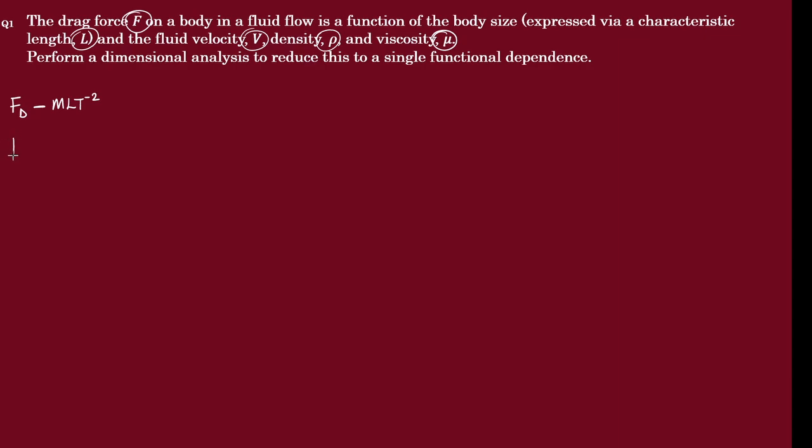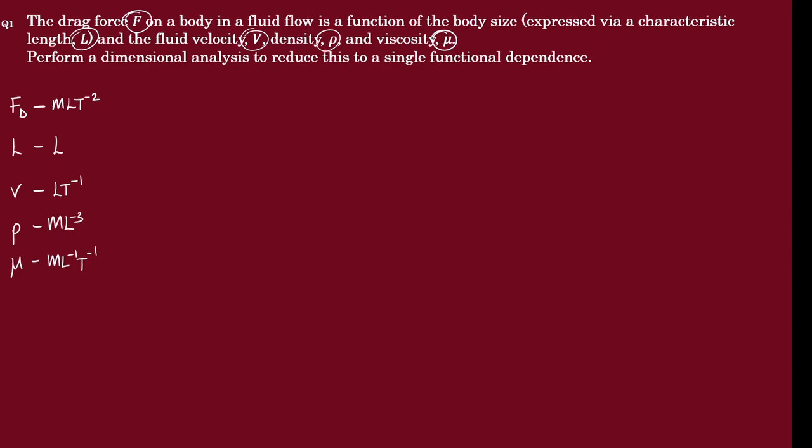Length L is going to have dimensions L. The fluid velocity V is a velocity, so this is going to be length per time. The density rho is mass per volume. And the viscosity mu is going to be mass per length per time. So we've done the first step, listing out the necessary variables.